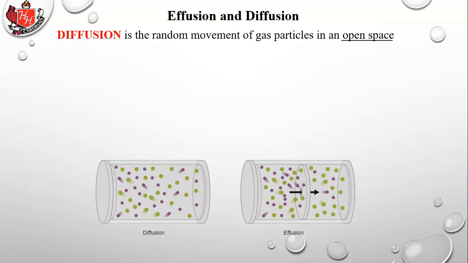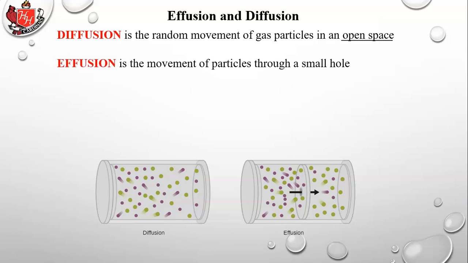Diffusion is the random movement of gas particles in an open space. Effusion is the movement of particles through a small hole. If you open a bottle of perfume in a warm room, and 10 minutes later you can smell it throughout the room, that's diffusion. It's the movement of molecules in an open space. Effusion is a specific experimental technique to understand how fast different particles move.